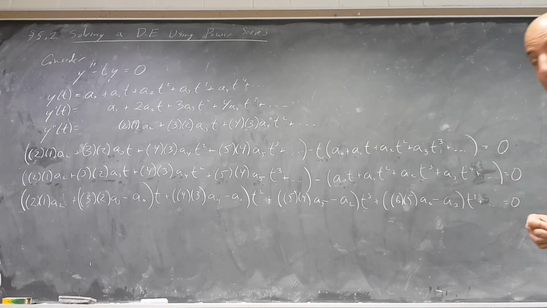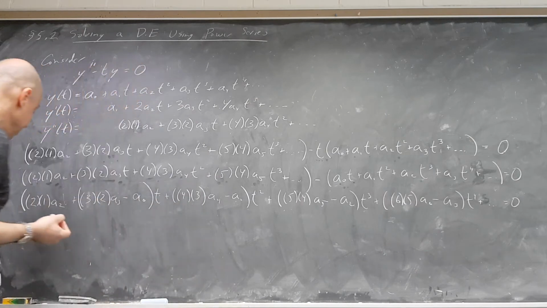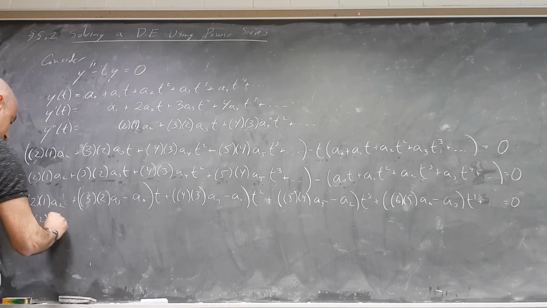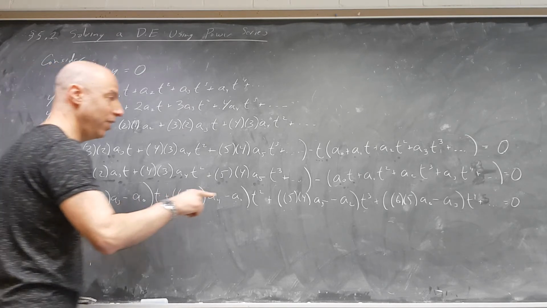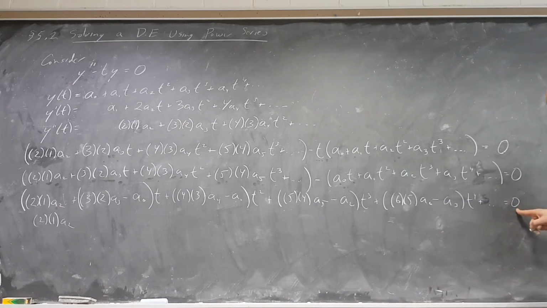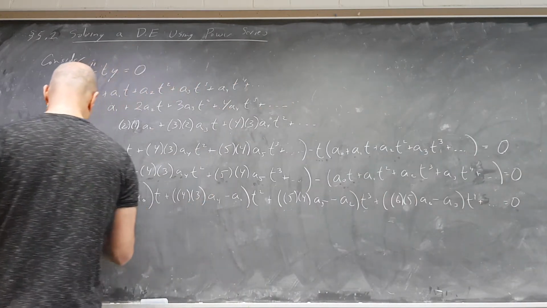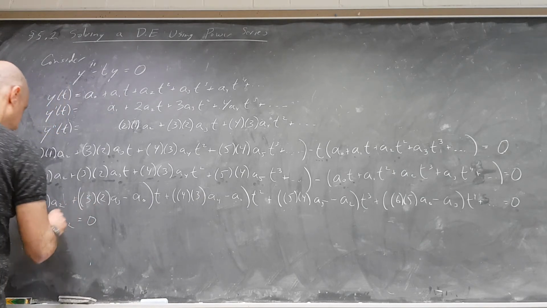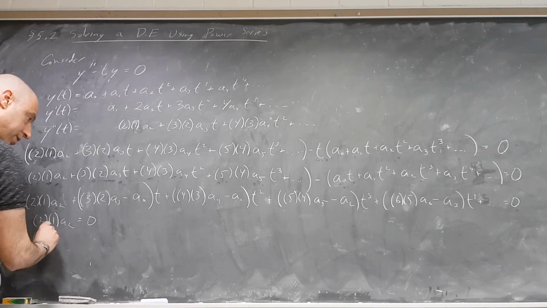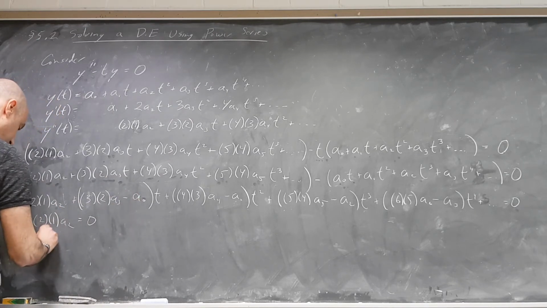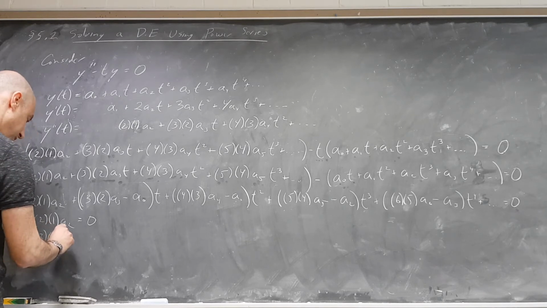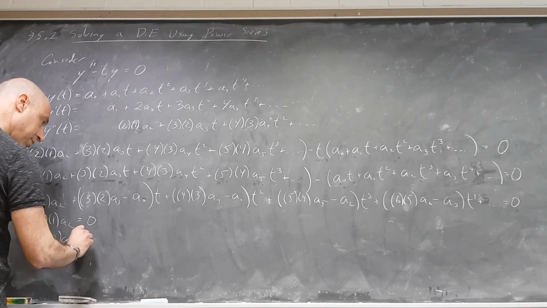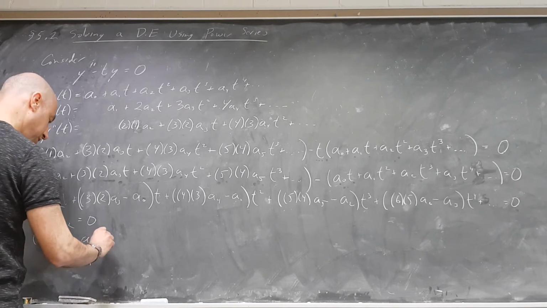So again, as in the previous example, I have a list of equations. I basically have 2 times 1 times a2. My constant term over here has to be the same as my constant term over here, which is 0. So this equals 0. I have three times 2 times a3 minus a0 equals 0.